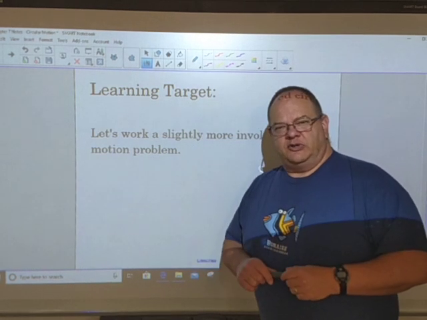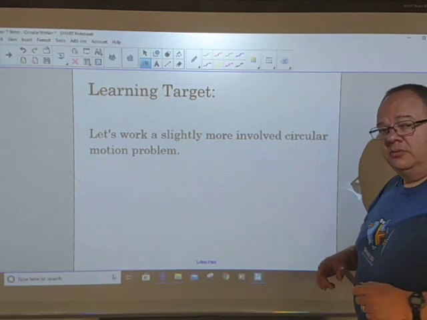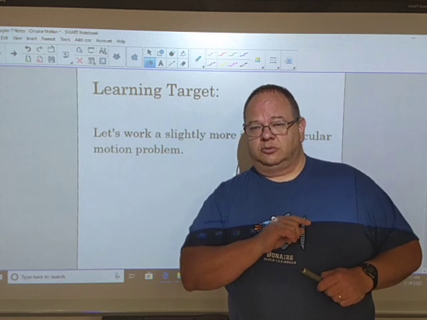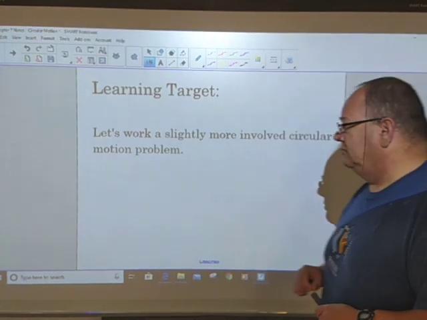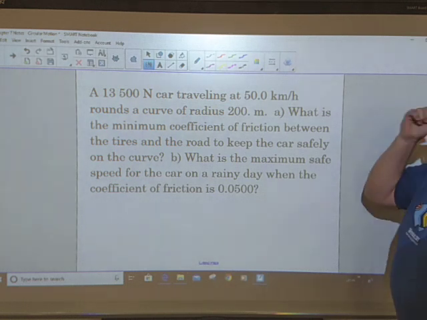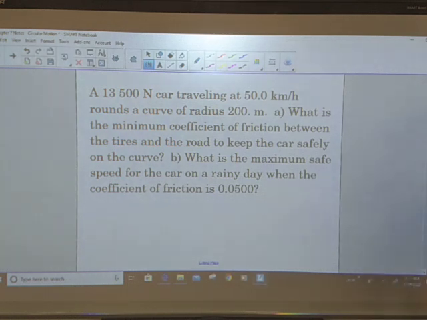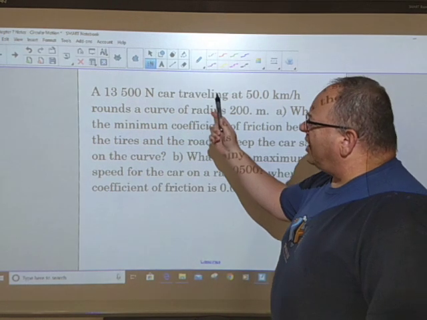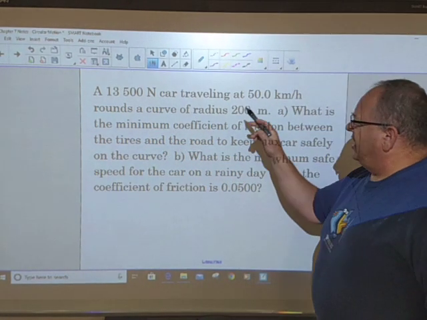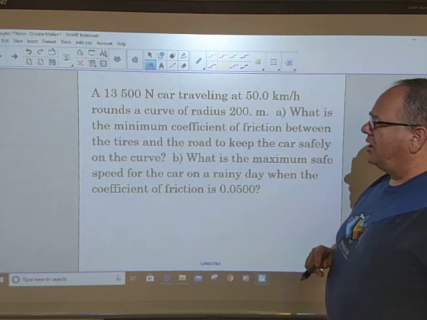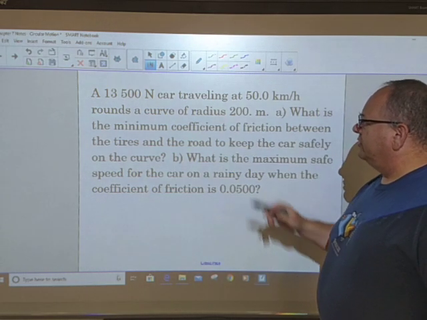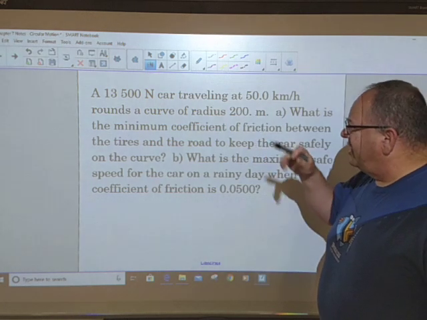So I wanted to work through another sample with you. So you should be working with me. So here's our problem. We've got a 13,500 Newton car traveling at 50.0 kilometers per hour, rounds a curve of radius 200 meters. I put a decimal point there to signify 3 sig figs.